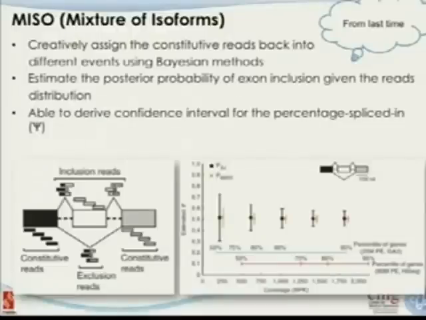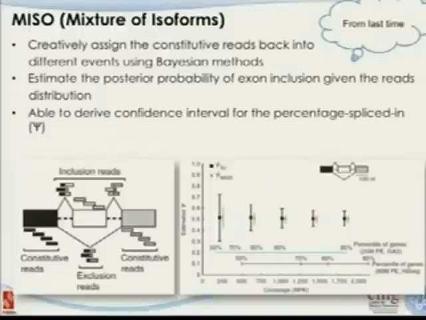And we also mentioned MISO, which is the alternative splicing event-based approach. So basically, what they are using is inclusion rates and exclusion rates. So you can see some of the reads support these inclusion events, and some of the other reads support these exclusion events. And MISO very creatively uses the constitutive reads. So basically, they use a Bayesian approach to assign these reads back to the different inclusion and exclusion events.